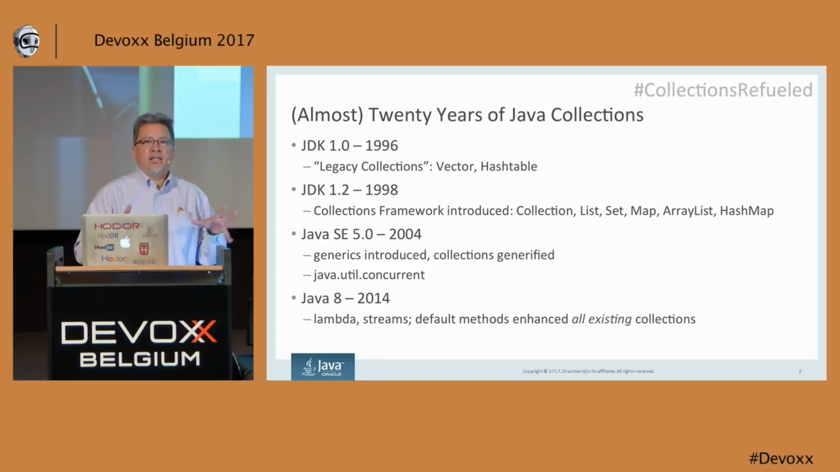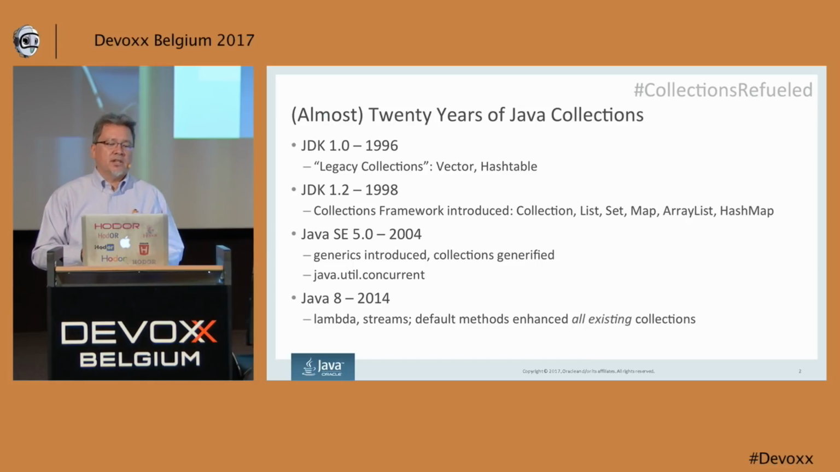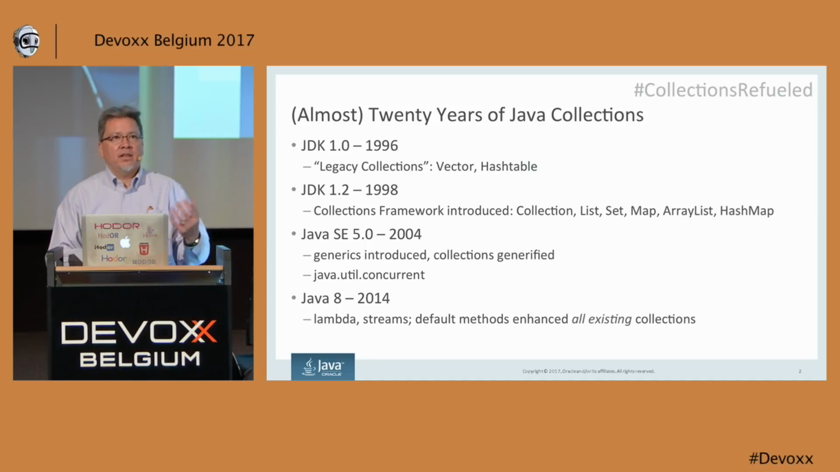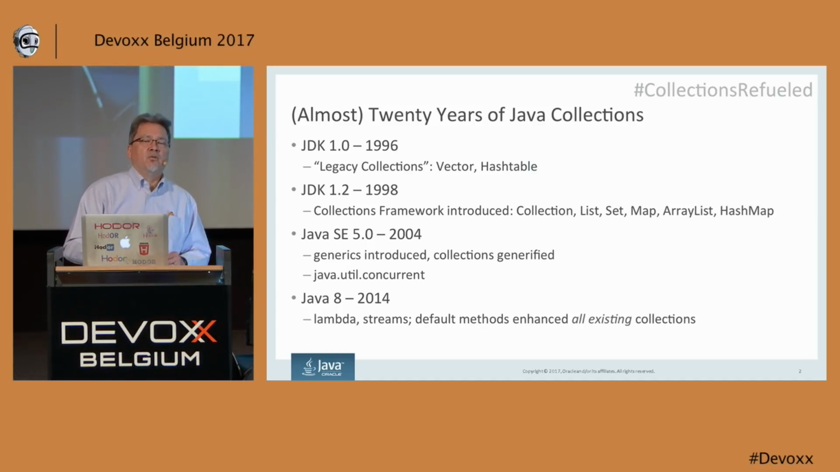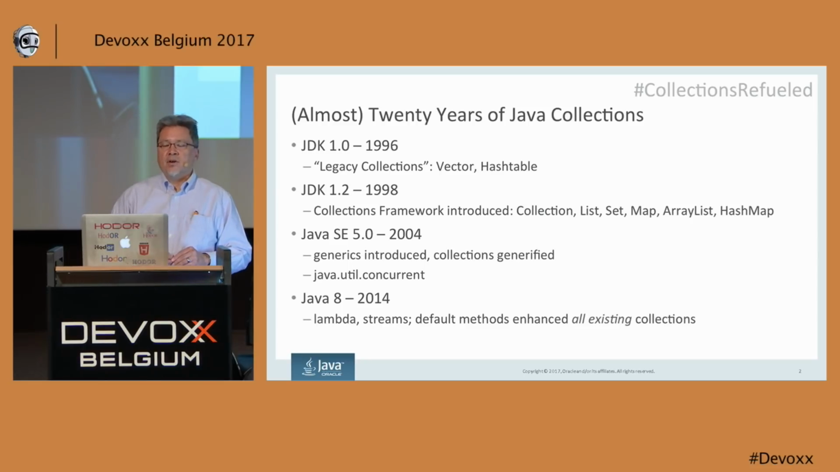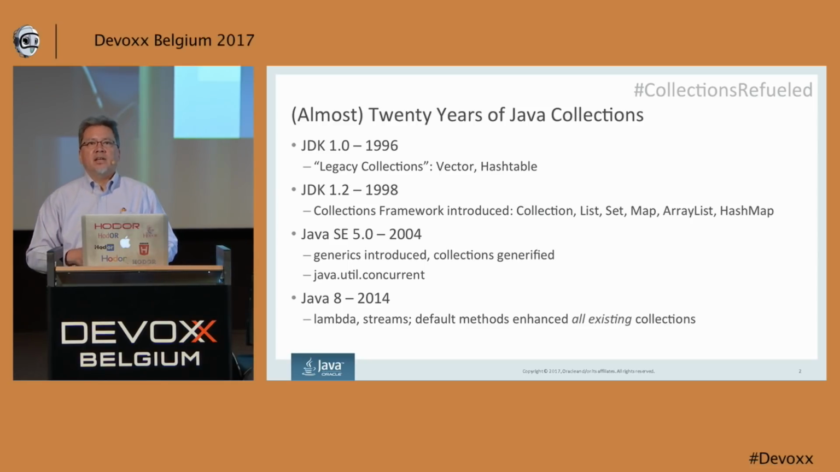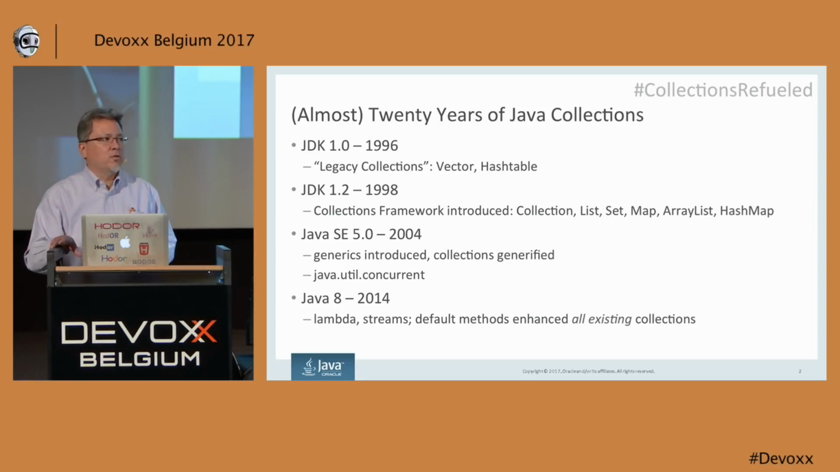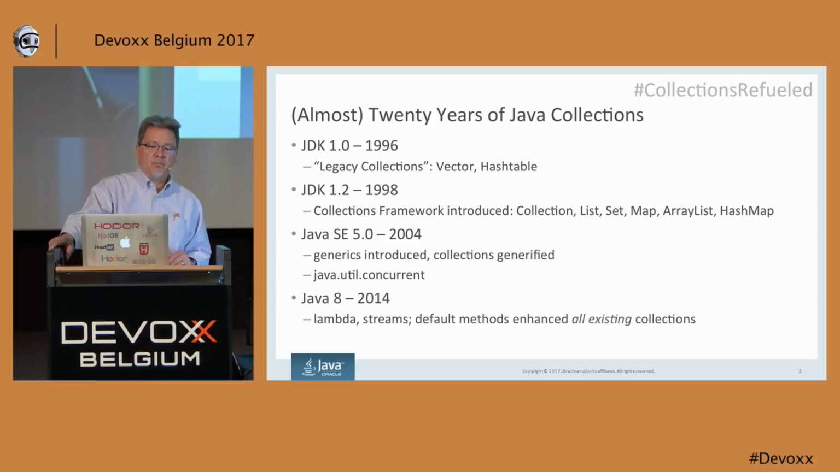That is where the implementations and interfaces that we're all familiar with, such as Collection, List, Set, Map, ArrayList, and HashMap, and so forth, were introduced in 1.2. We've done a lot of enhancements to those over the years, but it's interesting that those interfaces and implementations have been around for almost 20 years at this point.